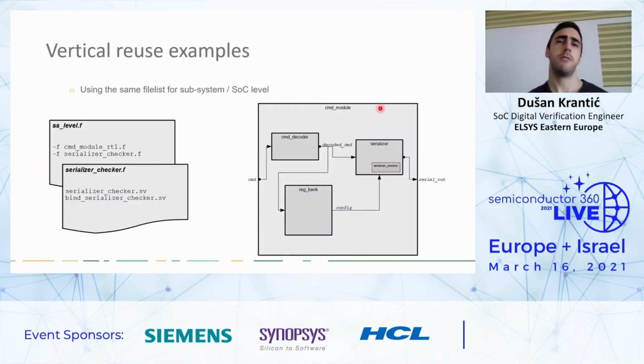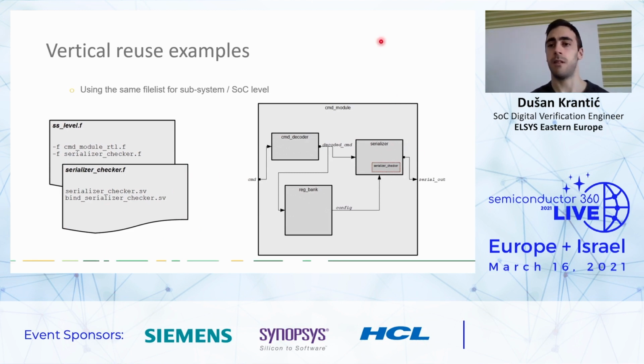So lastly, we will go over some of the examples of vertical reuse of a checker created this way. If we now go back to the example of our command module, what do we have to do to have some formal verification of this module and include the checker we previously created? Basically, all we have to do is include the same file list which compiles our checker and bind it to the actual instance of this serializer. That's all you have to do.